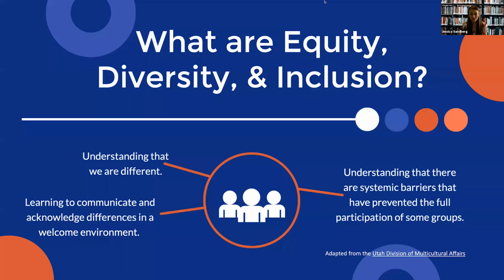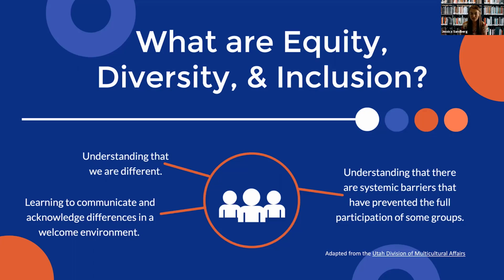And this first graphic, it's been adapted from the Utah Division of Multicultural Affairs, and it explains what equity, diversity, and inclusion are. So equity, diversity, and inclusion involves understanding that we're different, learning to communicate and acknowledge differences in a welcome environment, and understanding that there are systemic barriers that have prevented the full participation of some groups. So equity, diversity, and inclusion involve all of these things.